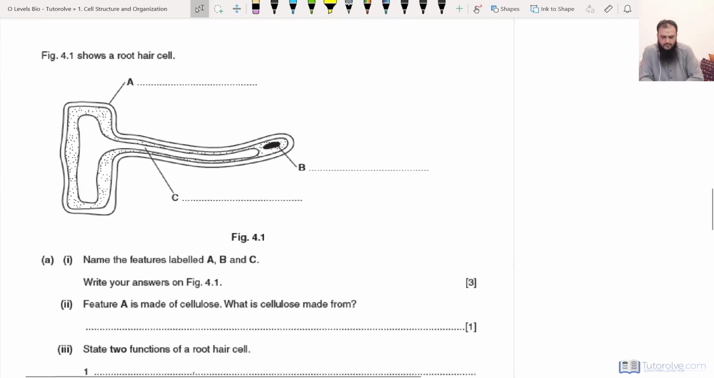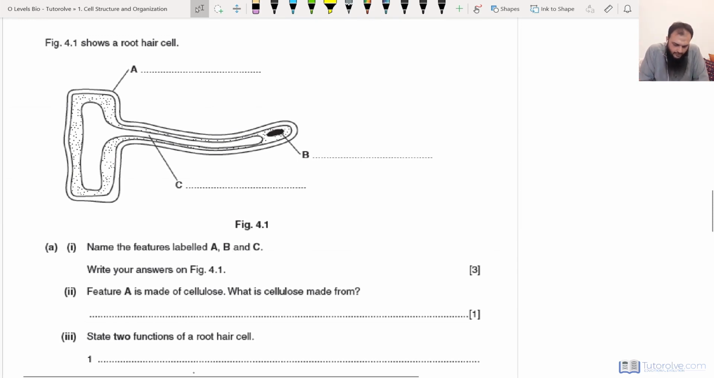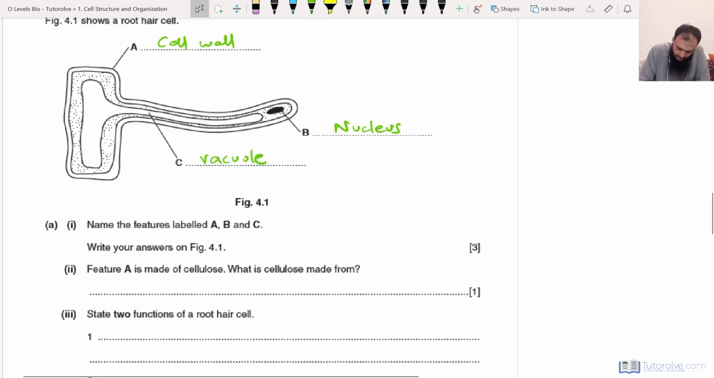Alright, so let's come to the last theory type question, exam style question. Figure 4.1 shows a root hair cell. Name the features labeled A, B, and C. Pause the video and try this for yourself. A is the cell wall. B is the nucleus. C is the vacuole. Alright, so you get all of them correct, which means you get 3 marks.